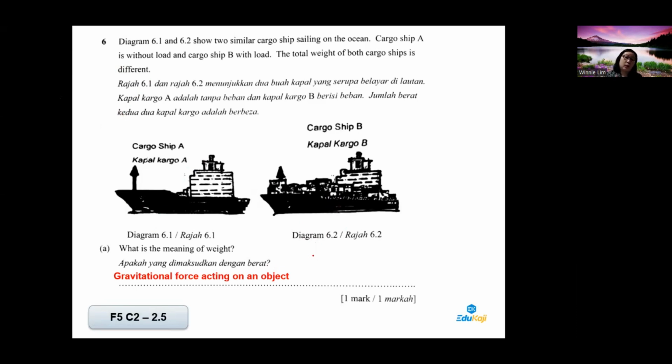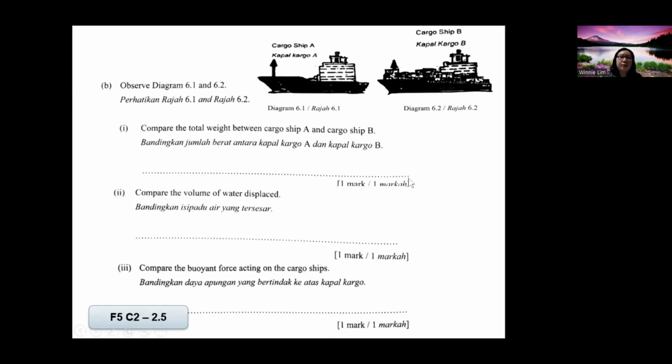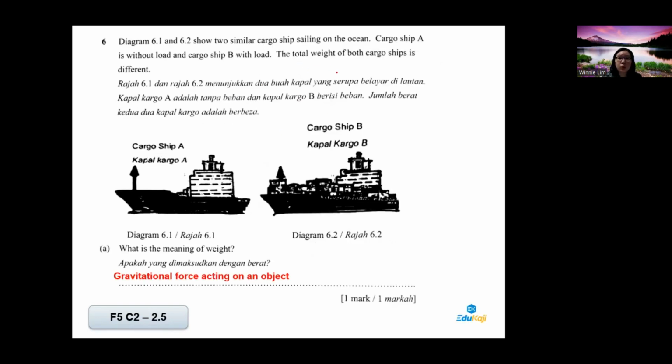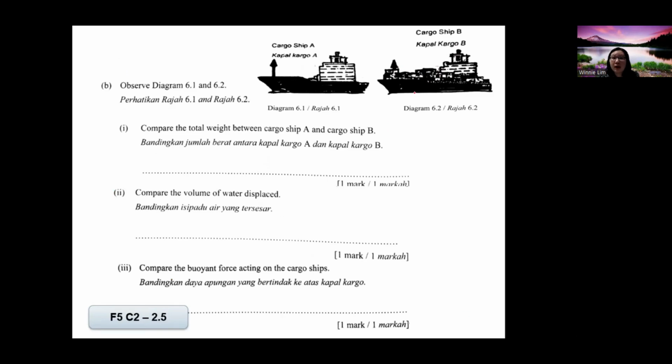That's why all of us are always attracted. We are not floating in the air. We always have a force acting downwards towards the earth. Okay, next one. By observing diagram 6.1 and 6.2, compare the total weight. Based on the question, they already tell you the total weight for both cargo ships is different. Obviously B has more load, because there is so much load over here. So therefore, the weight of cargo ship B is greater.